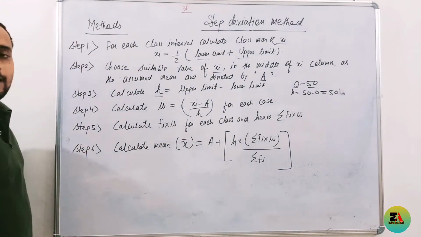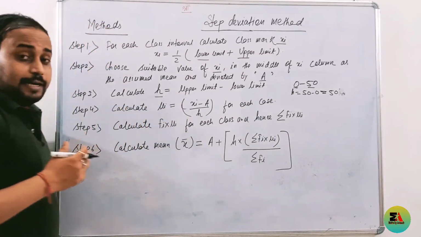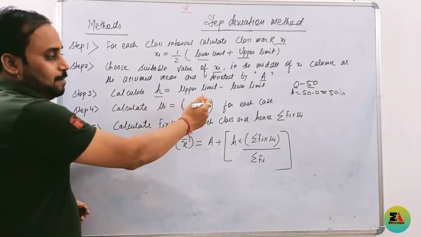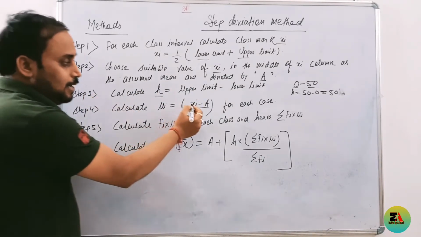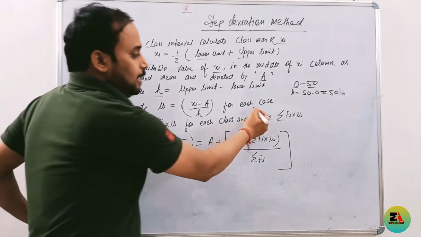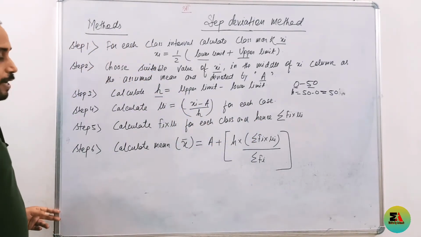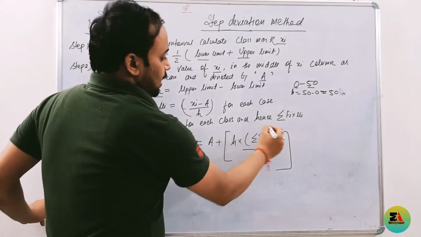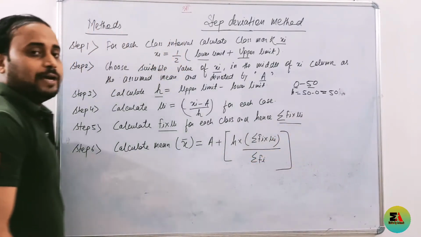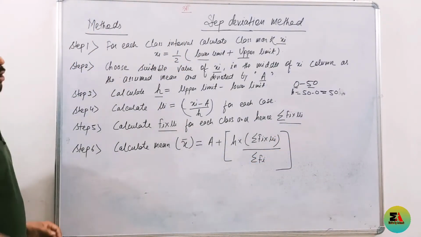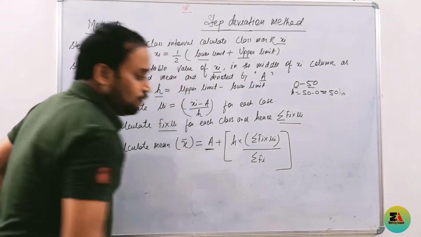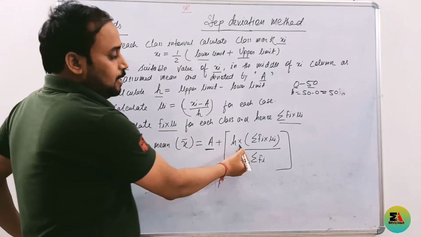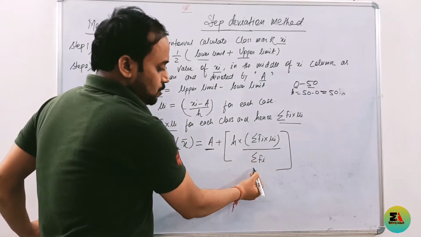Now step 4, calculate ui. Earlier in the assumed mean method we found the deviation by xi minus a, but here you have to find ui, which is xi minus a divided by h for each case. Clear? Now in step 5, calculate fi into ui for each class and find their summations. Finally we use the formula of the mean: a plus h into summation of fi ui by summation of fi, where a is the assumed value and h is the class difference.